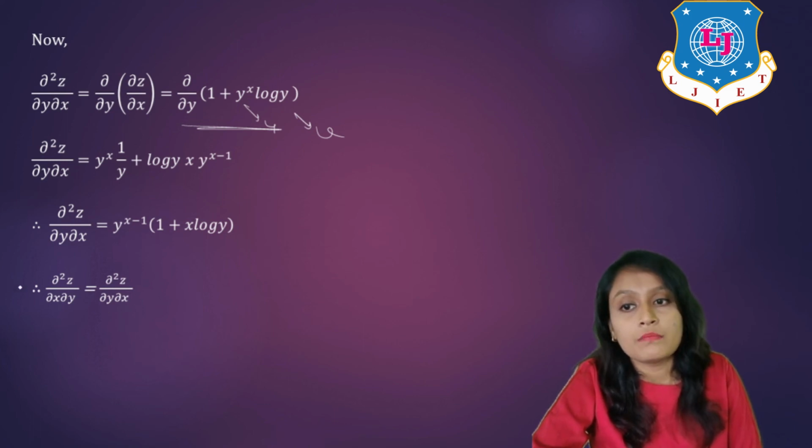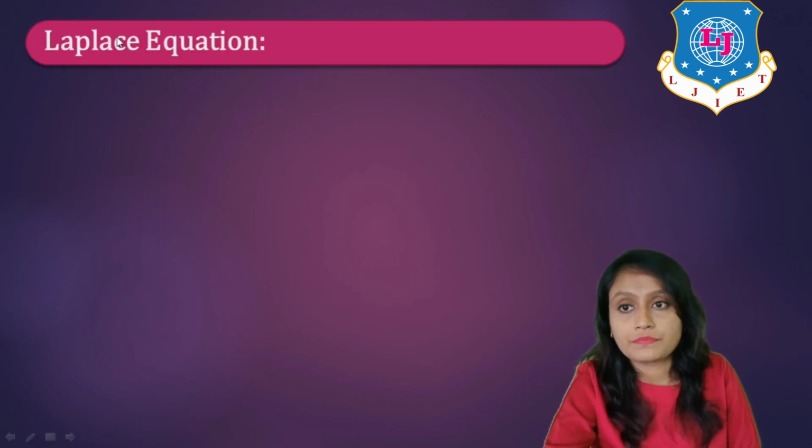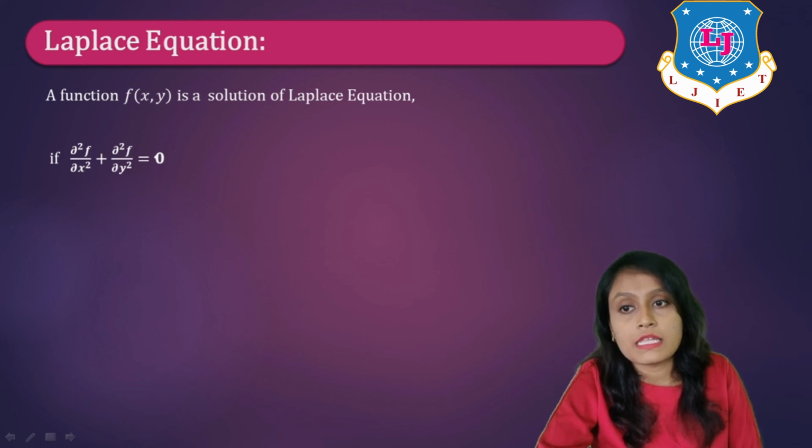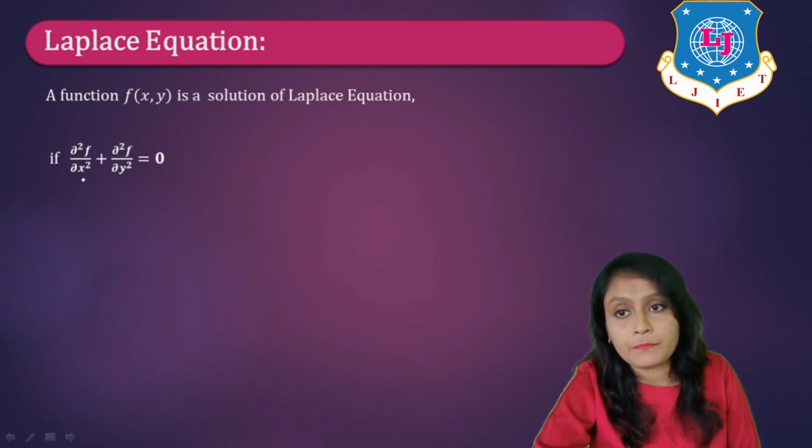Therefore, this mixed derivative theorem is satisfied. Next one, Laplace equation. A function f(x,y) is a solution of a Laplace equation if del square f by del x square plus del square f by del y square is equal to 0. So a function f(x,y) is a solution of a Laplace equation if this condition is satisfied.